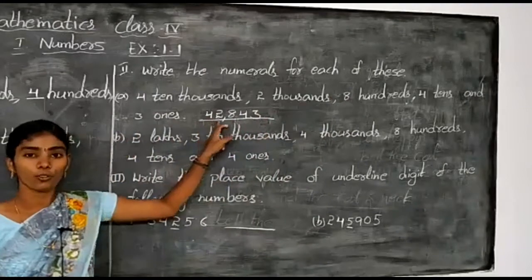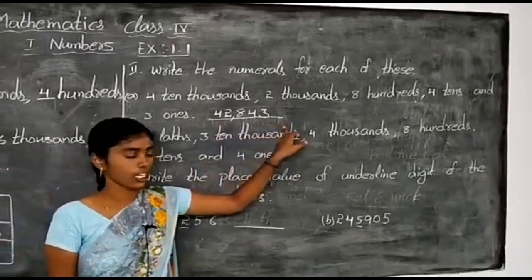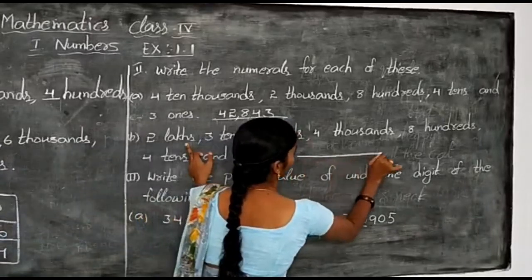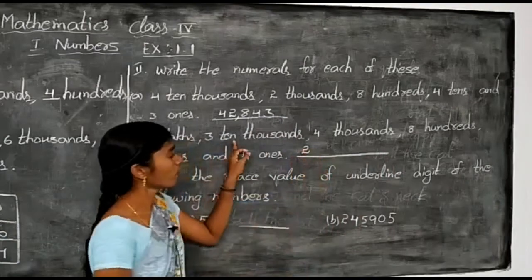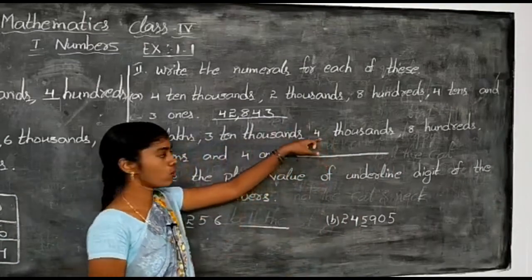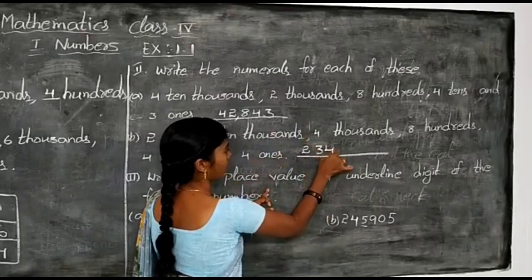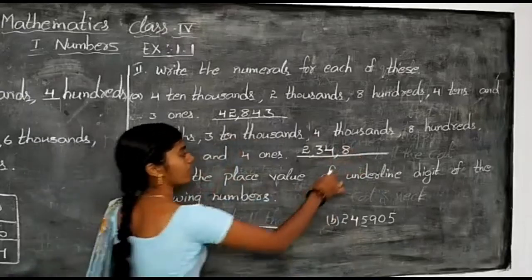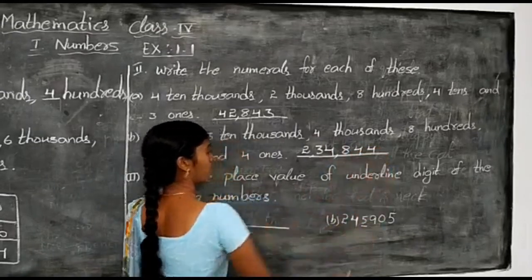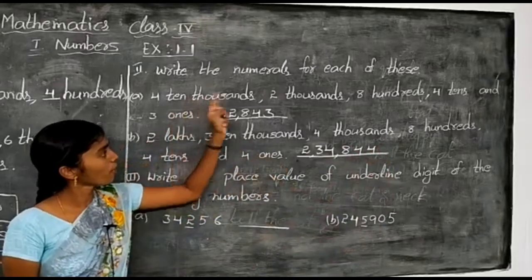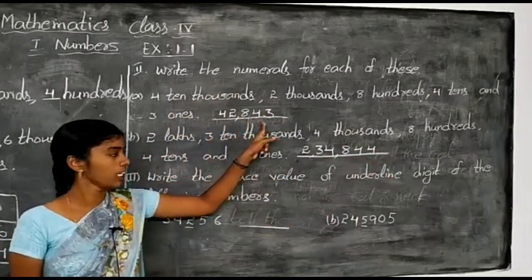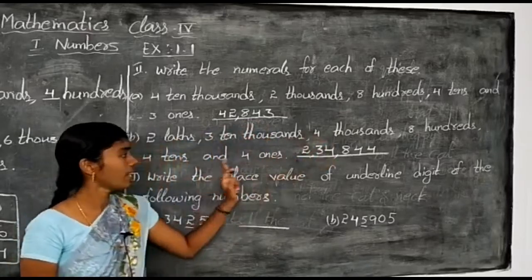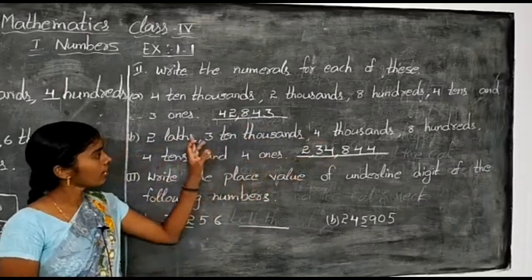Total number is 42,843. Next one. How many lakhs? 2 lakhs. And in total how many thousands? 3 10,000s, 4 thousands. Total 34,000. And how many hundreds? 8 hundreds. 4 tens, 44. 4 ones. The first one is 42,843 and the next one is 2,34,844. These are the numerals.